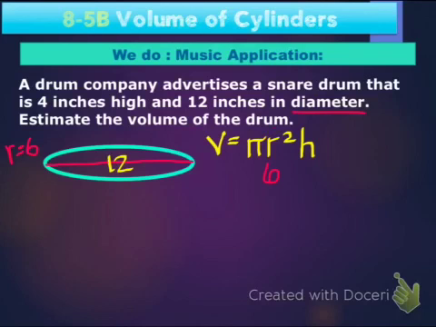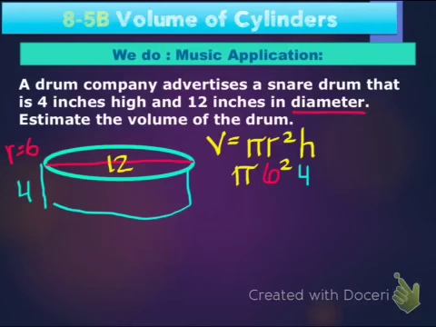And then it gives us our height of 4 inches. So the height of our steel drum is 4. So I'm going to substitute that in also. So bring down everything else. We've got pi, 6 squared, and then 4. And they're all multiplied together. So I'm going to start by simplifying our exponent right here. So 6 times 6 is 36. And I'm going to bring down 4, bring down pi. So 36 times 4 is equal to 144 pi.